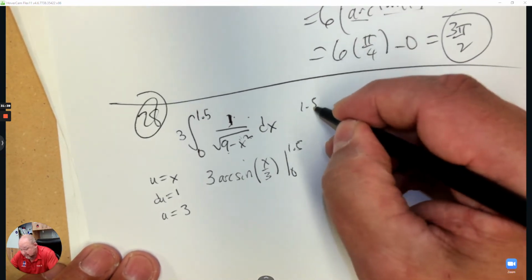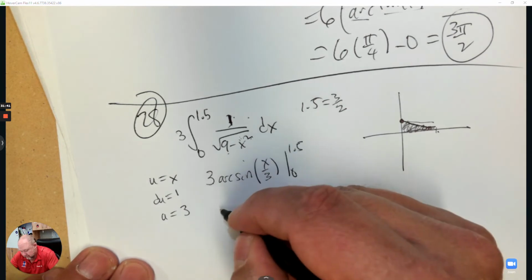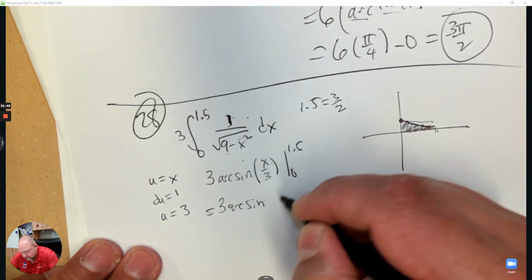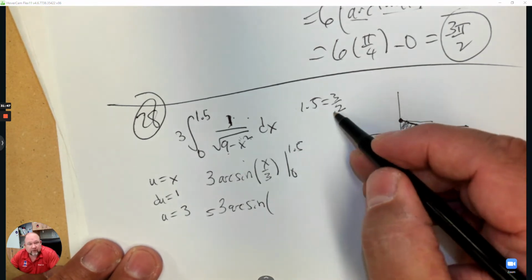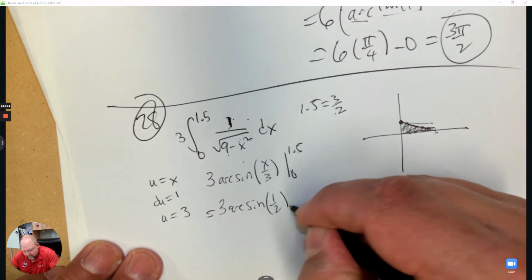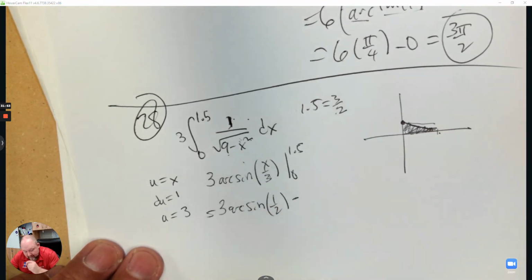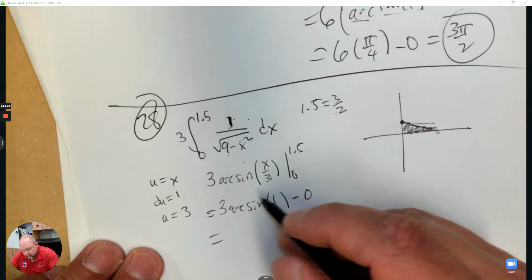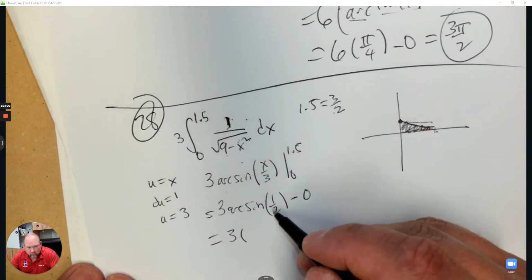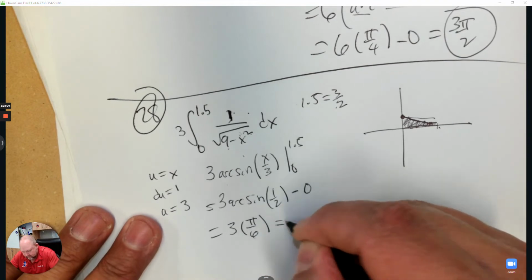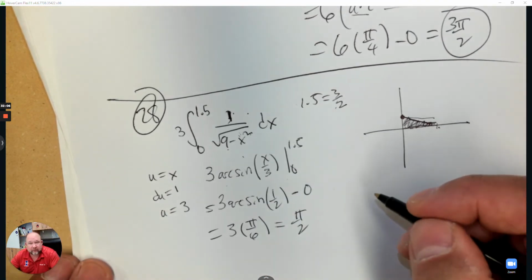I'm going to remind myself that 1.5 is 3 over 2, so that when I plug in here, 3 over 2 times 3, the 3's cross out and leave me with 1/2. Subtract, plug in 0. Arc sine at 0 is 0. And at what angle is the y coordinate 1/2? And then you have your answer. Reduce it down, and the answer is pi over 2 is the area there.